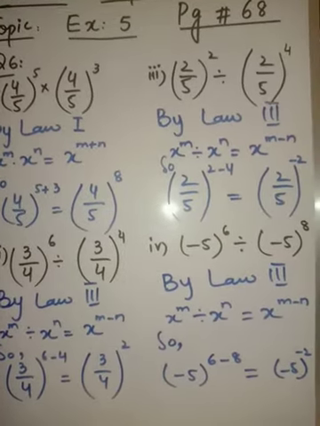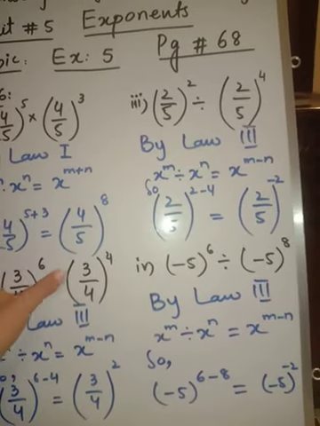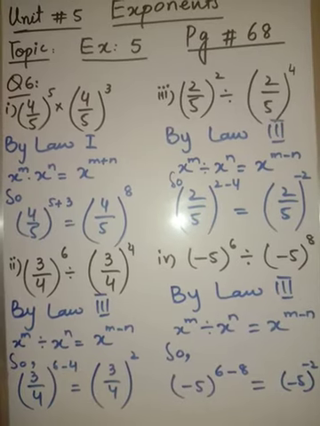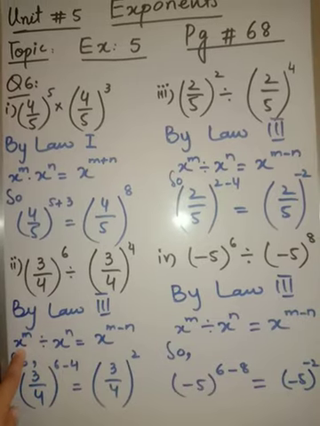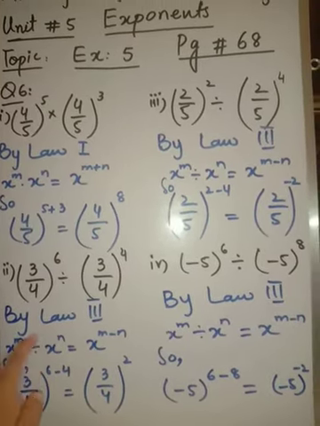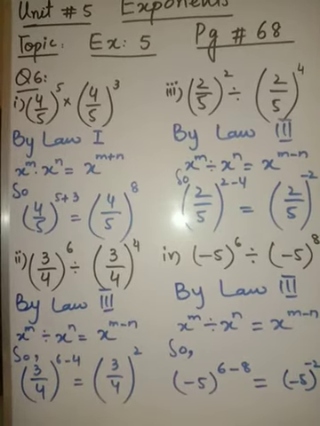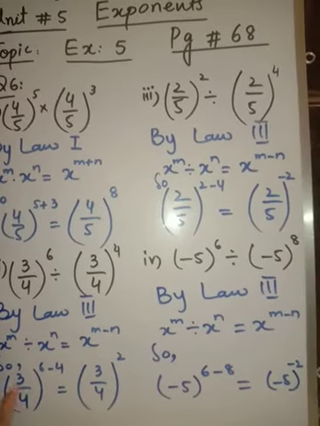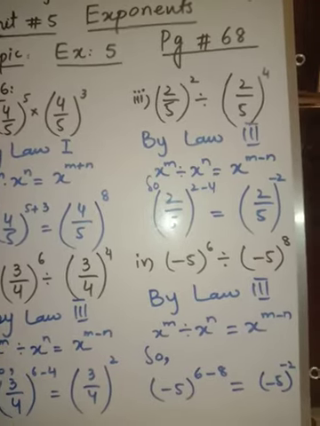Same question number 6, part 2, goes with 3 by 4 whole power 6 divided by 3 by 4 whole power 4, in which we have to follow law 3, or rule 3, in which when both bases are the same and are dividing with each other with different exponents, the exponents will subtract from each other and the base remains the same. So you will subtract the exponents, then you will get 3 by 4 whole raised to power 2. 6 minus 4, which is equal to 2.